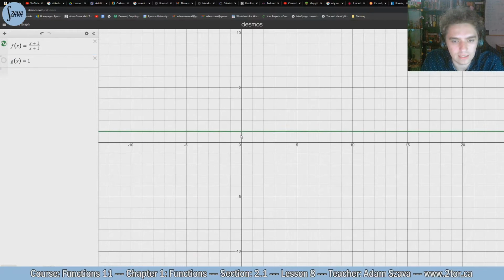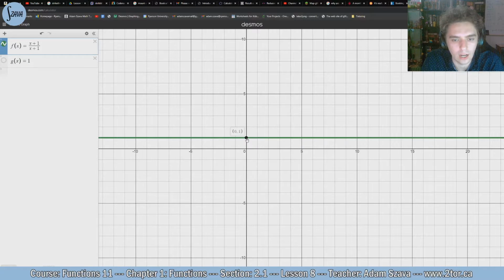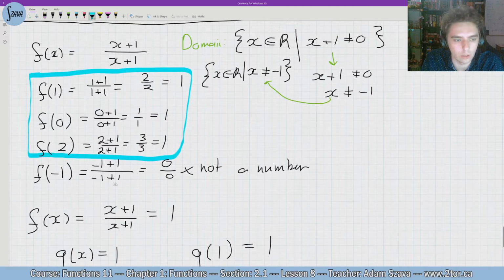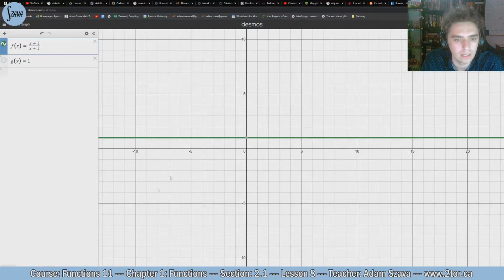On f of x, our x value cannot be negative 1, right? So if I look right here, if I try to find where x is negative 1, and I look at what Desmos is telling me, negative 1 has a height undefined. That means, because we would get 0 over 0. That's what I showed right here. We get 0 over 0 if I do f of negative 1. So there's a hole there. We call that a hole. And we draw it with a little empty circle. Hopefully you can zoom in and see the little circle there.